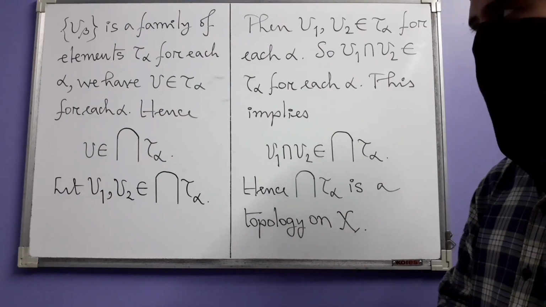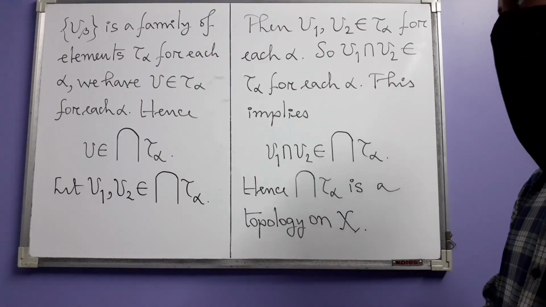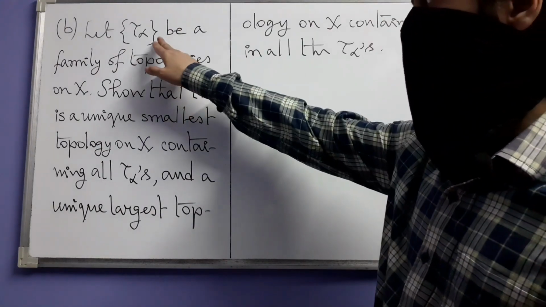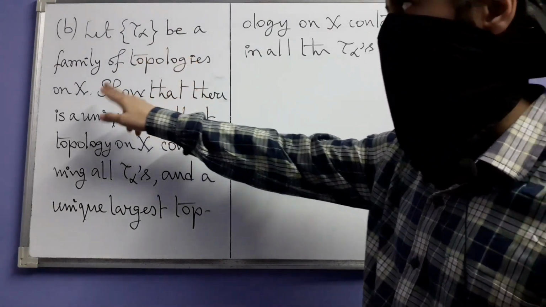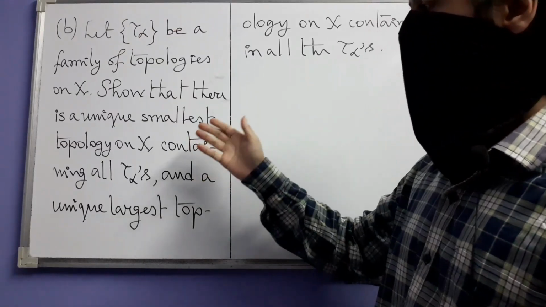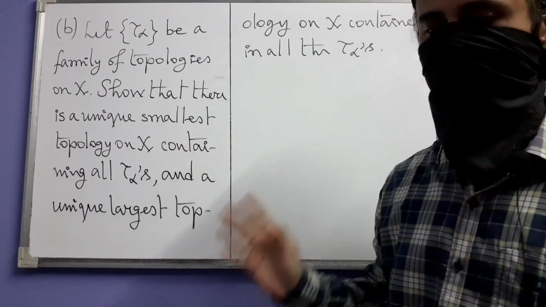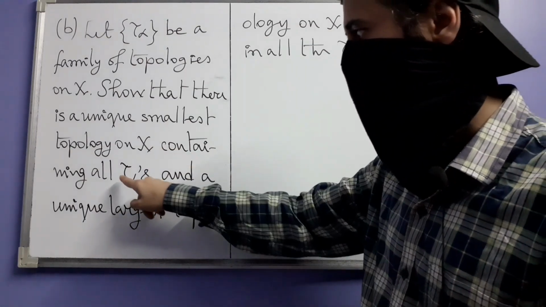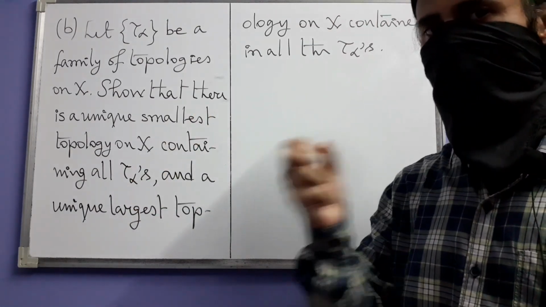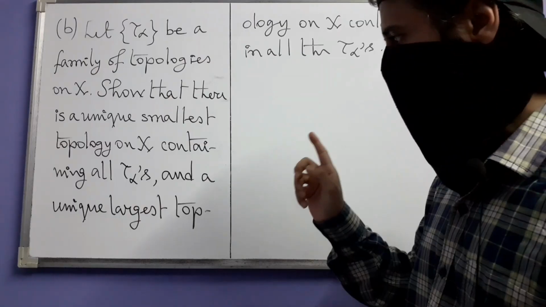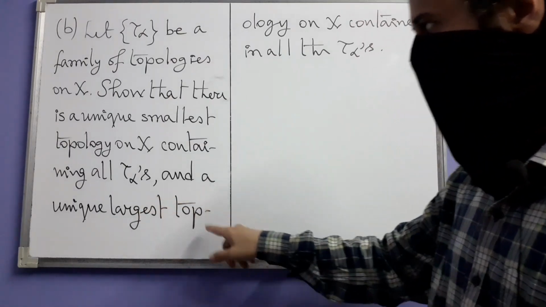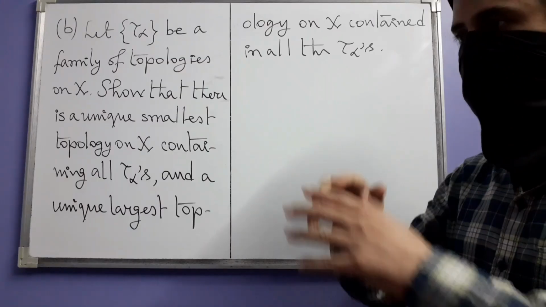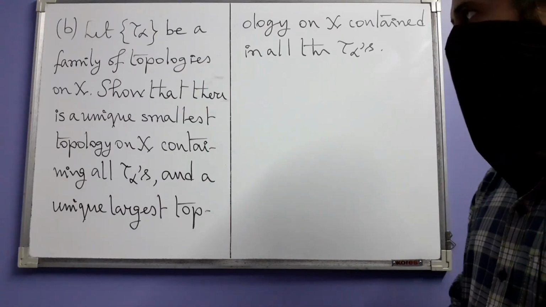That is part A. Next, let us see part B. In part B also, again we have a family of topologies on X, tau alpha. Now we have to show that there is a unique smallest topology on X which contains all the tau alphas within it, and also a unique largest topology on X which itself is contained inside all the tau alphas.